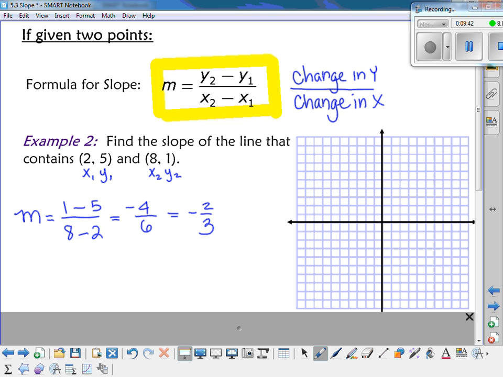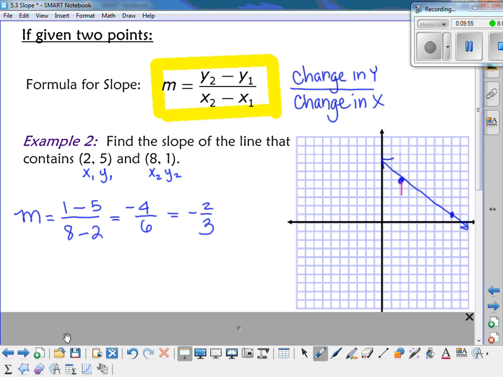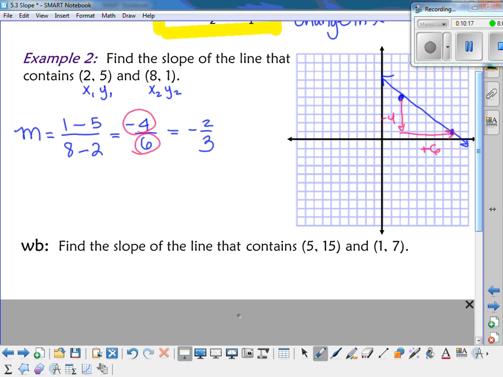And if I look at it on a graph, 2, 5 would be here, 8, 1 would be here. So that's my line. And then I can see that I went down 4, there's the down 4, right? And to the right 6, there's the positive 6. So it'll always work to graph it and count, but you can also do it mathematically without having to take the time to graph it. So for this one, next one on your whiteboards, I want you to do it mathematically using the formula.